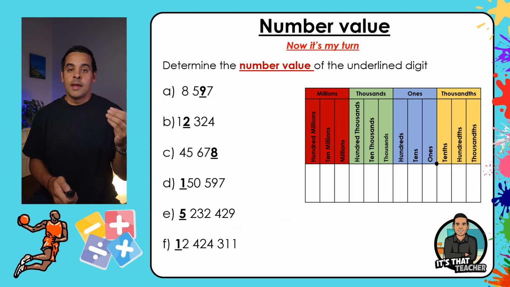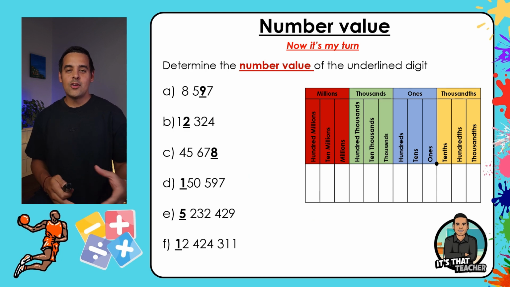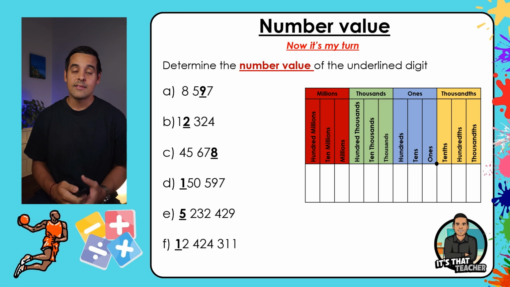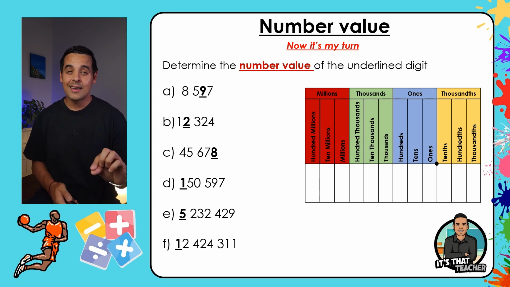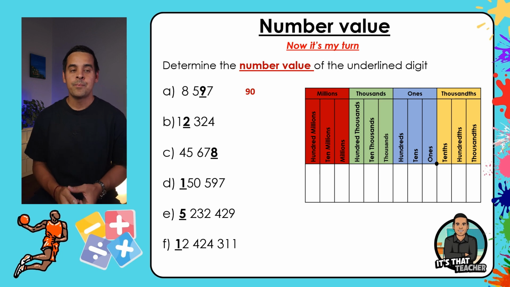Now, you'll get questions like this similar in your class, at home, if you're trying to learn. This is what type of questions you'll get. So, determine the number value of the underlined digit. You can see there's a variety of questions here. There's a bold digit that you need to underline. That is what we're doing here. So, A, the number value of the underlined bold digit would be 90, because it's in the tens column and there's 9 of them, so it would be 90.